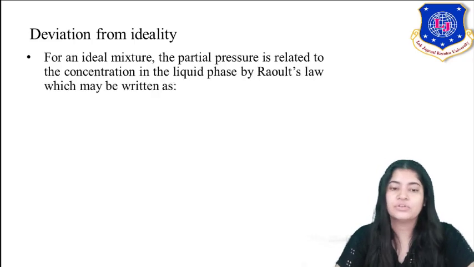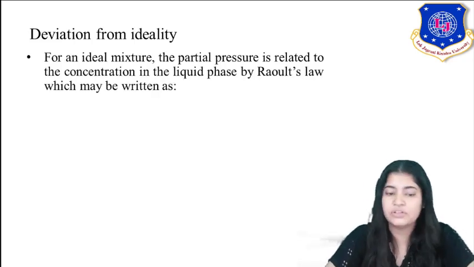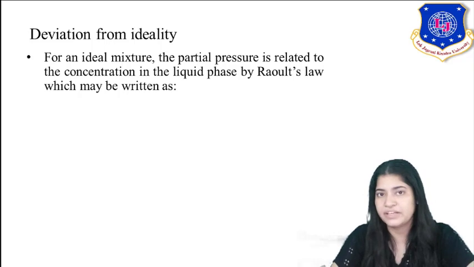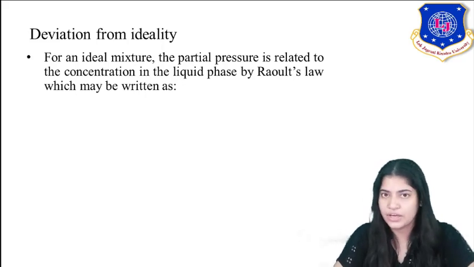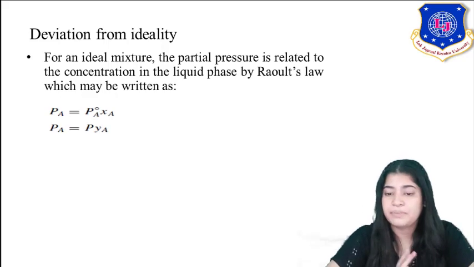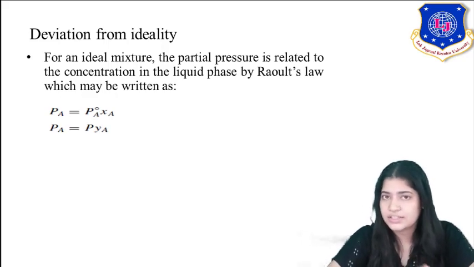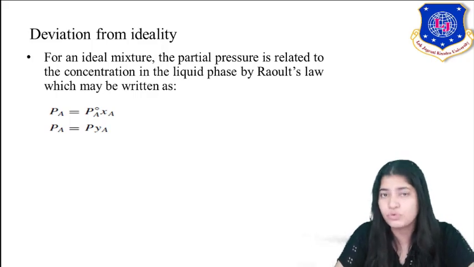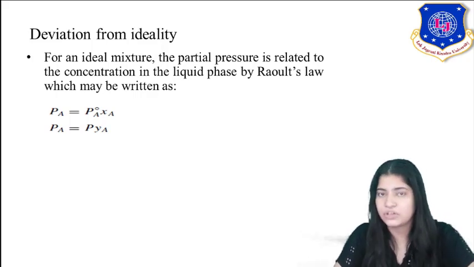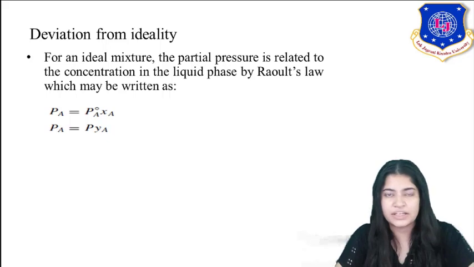First of all, let's have a quick revision of how we define partial pressure for an ideal mixture. For an ideal mixture, the partial pressure is related to the concentration in the liquid phase by Raoult's law. We defined Raoult's law as a product: the partial pressure of the more volatile component in a mixture. That was discussed in earlier lectures also.